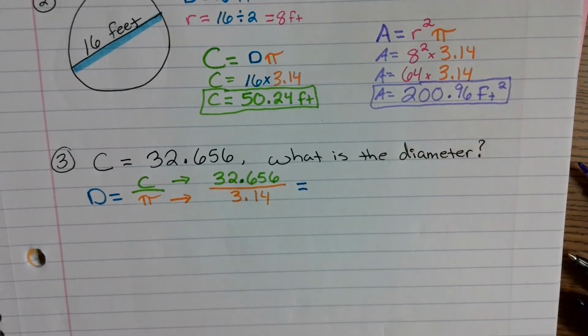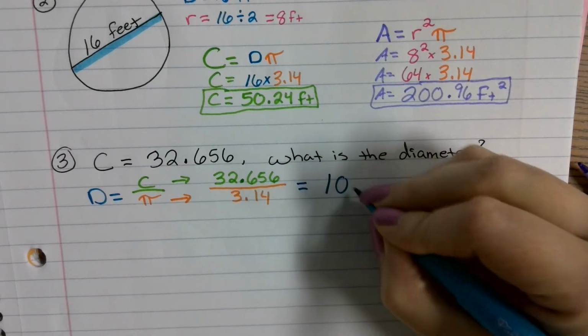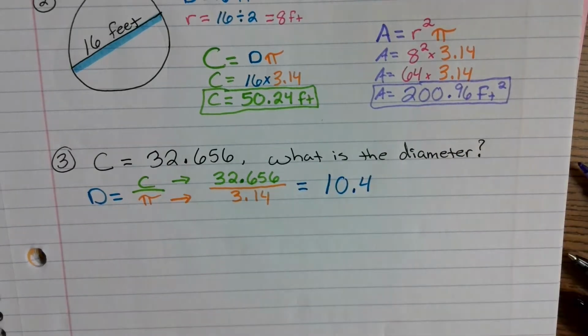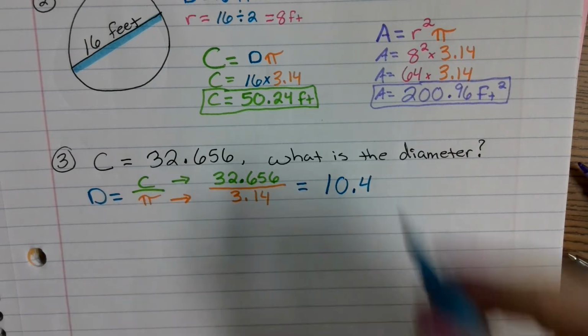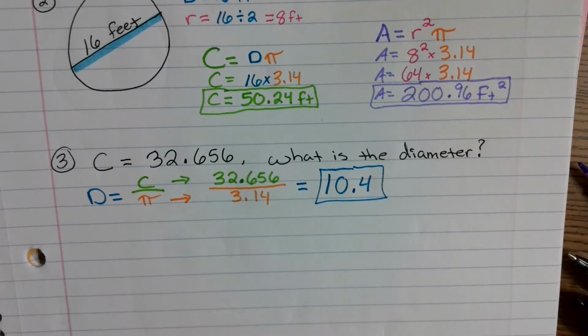So if we do 32.656 and divide it by 3.14, you're going to get 10.4. Now I didn't write a unit of measure here, so I'm just going to leave it as 10.4. That would be the reverse of your equation, that instead of multiplying diameter times pi to get circumference, you're taking circumference and dividing it by pi to get the diameter. You're working backwards.